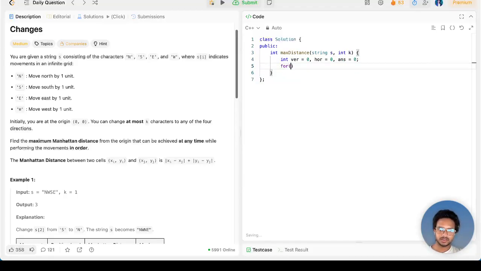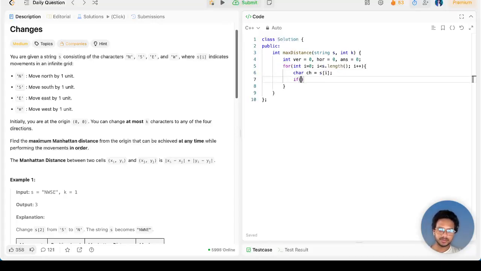And I'll do for int i equal to 0, i less than s dot length, i plus plus. Each time I'll check, character ch equal to s of i. If ch is equal to n, then I'll do vertical plus plus.